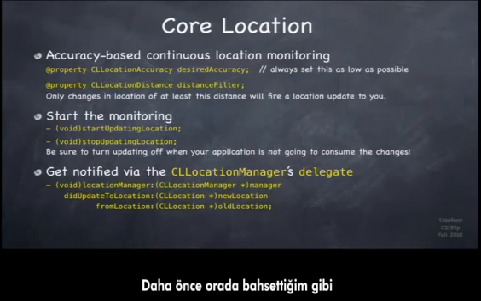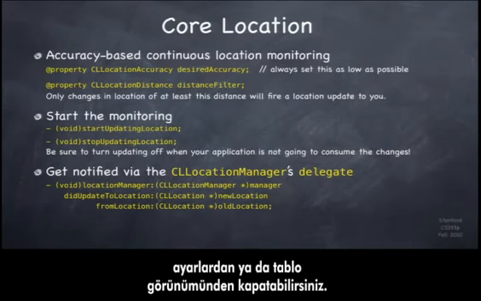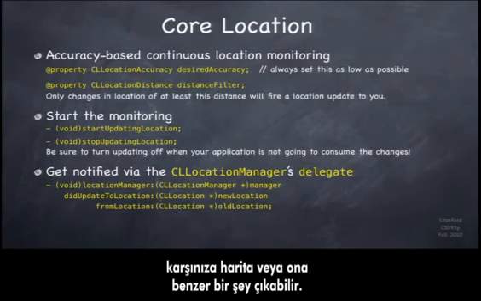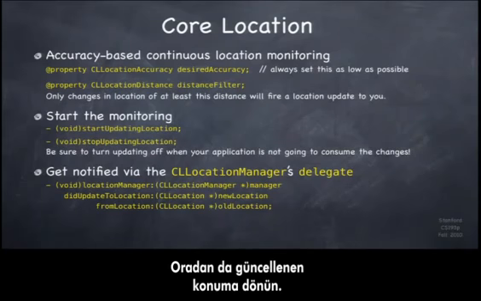As I mentioned with stop updating location, make sure again you turn this off when you're not using the location change. So if you have a part of your UI that brings up preferences or a table view or something, stop monitoring, and then when you go back to the screen that's maybe showing a map or something like that, then go back to updating location, okay?